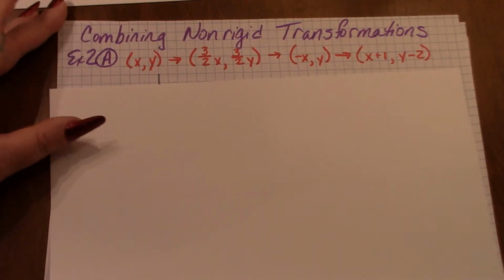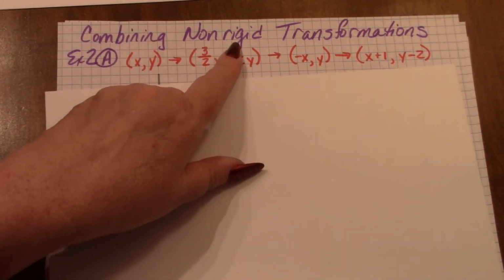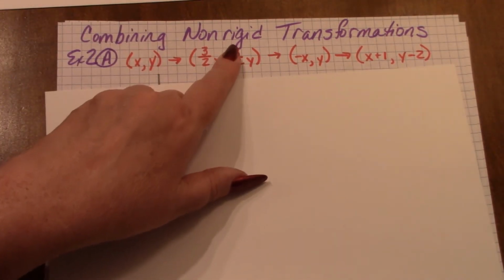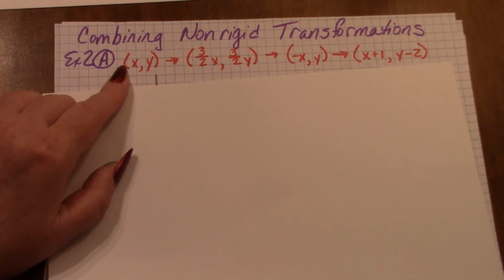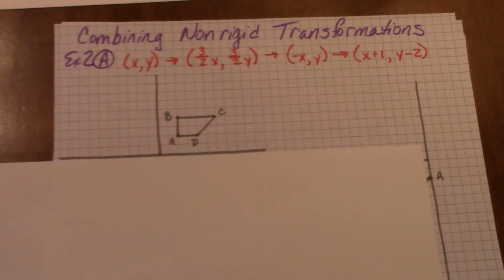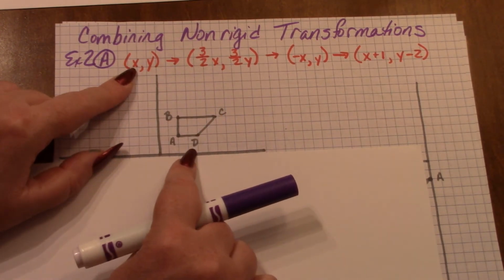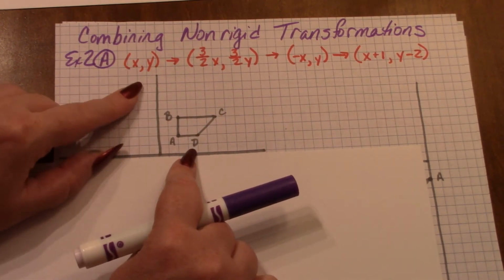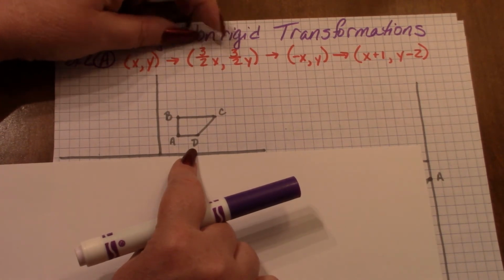Then we come to combining non-rigid transformations. Non-rigid means we don't necessarily have to keep the shape. So example 2 walks us through our first transformation like this. We start with xy in the shape of ABCD. Then we're going to dilate it. We're going to change the size and the shape.